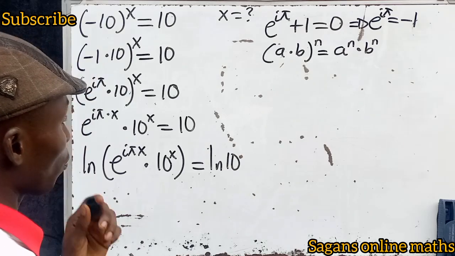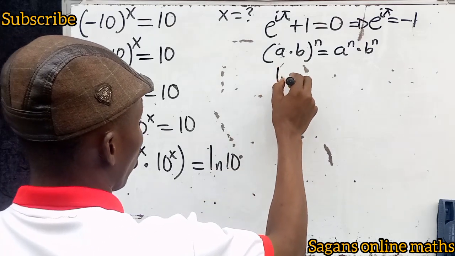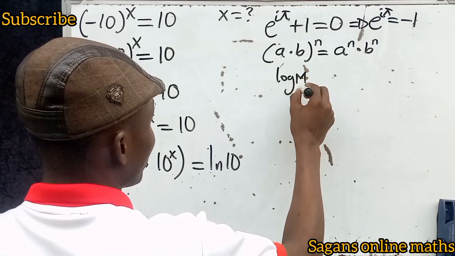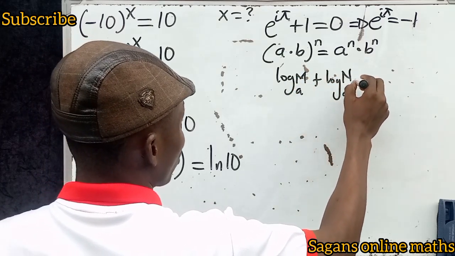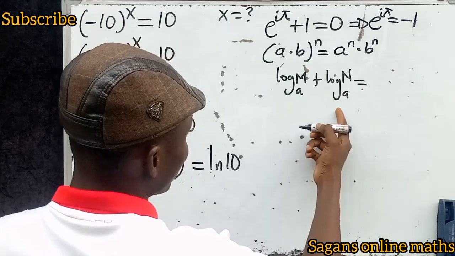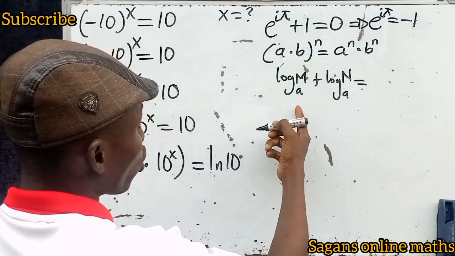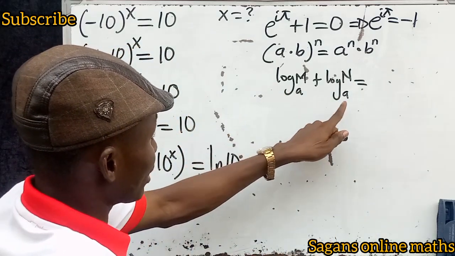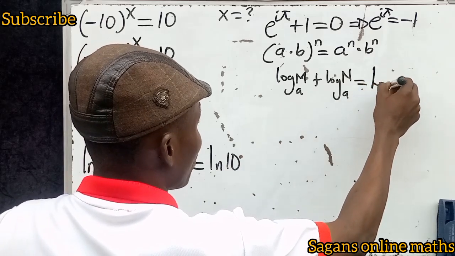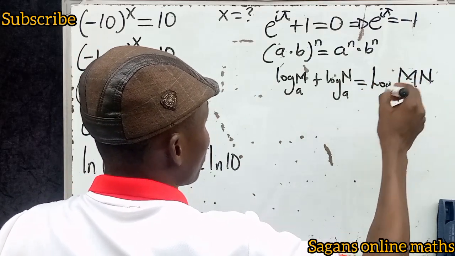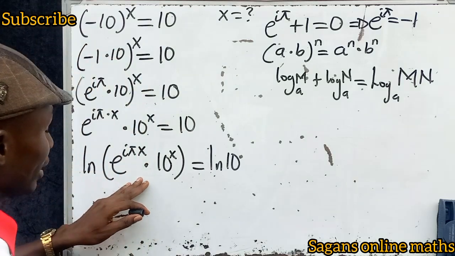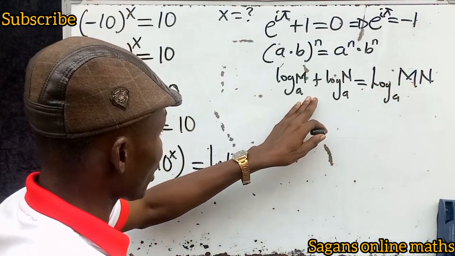Now let me draw your mind to one of the properties of logarithm. If log_a m plus log_a n, when the bases are the same, we take a single log to that same base and multiply the terms. You can see that the bases are the same, right? Now you can see that what you are seeing here is in this term, so let's take it back to this way.